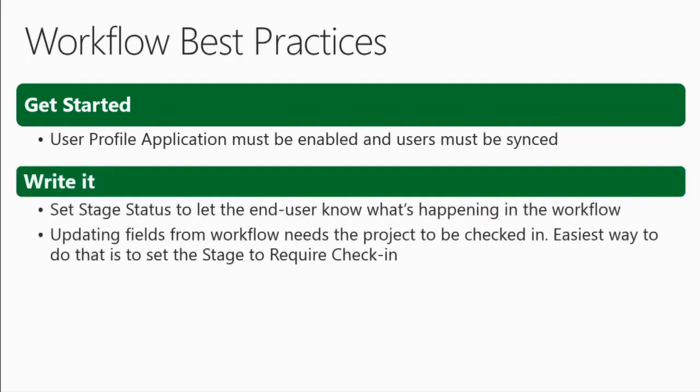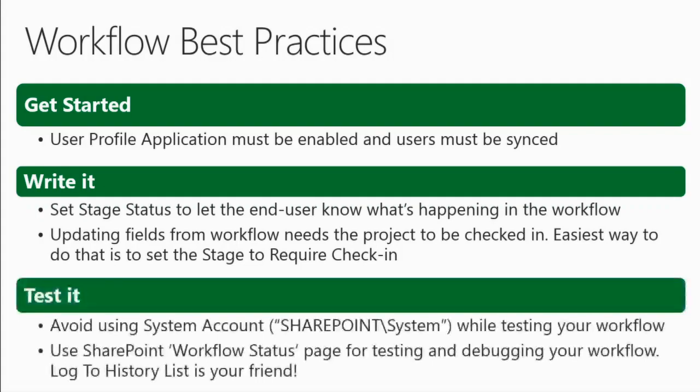So you get started, you start writing it. And you are asking about the stage status, the none option that you're talking about. What I'm saying is, when you develop your workflow, you have to think about who's going to consume that workflow. And you have to let them know at each point in time what you're doing. Because if not, they get frustrated and say, I don't want to use the system, right? The second thing was about the project needing to be checked in if you want to update the workflow. If you have more feedback there, I would like to talk to you about that, okay? And then how you test it.